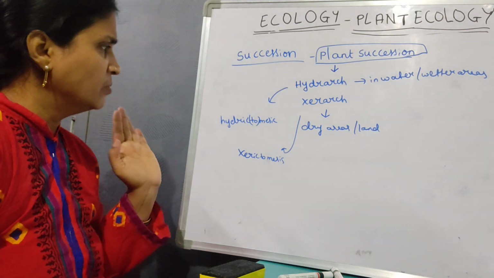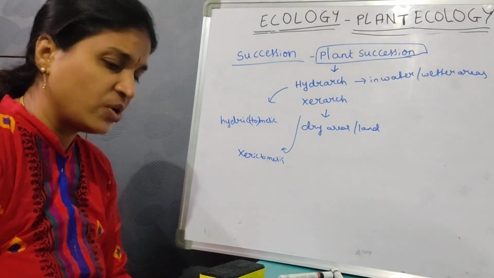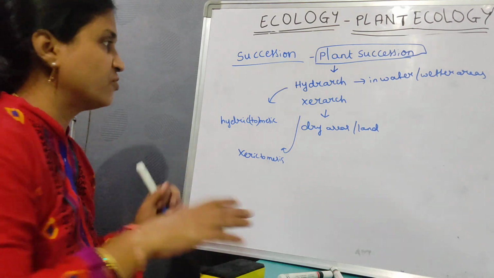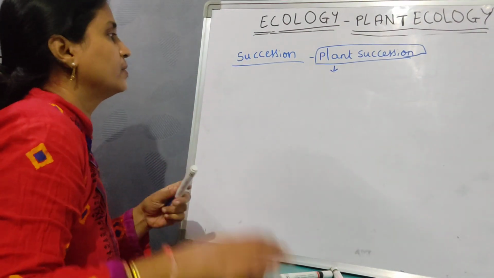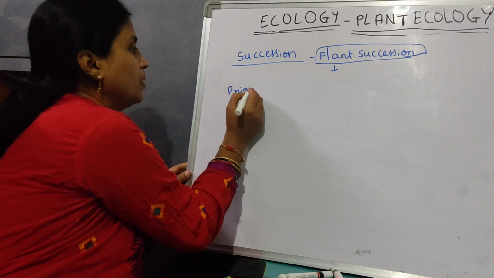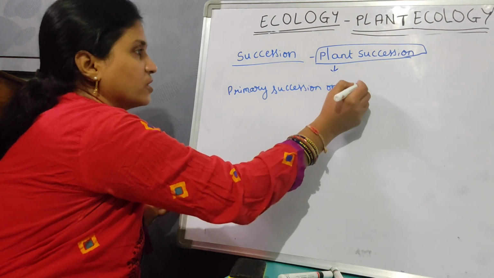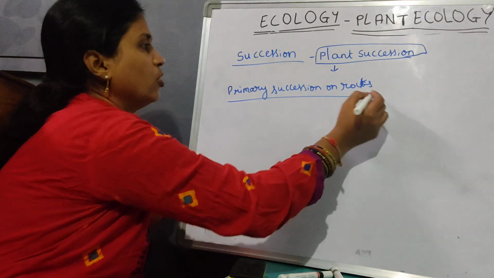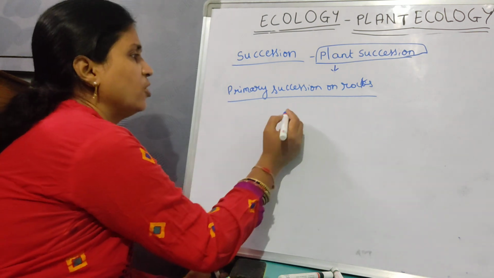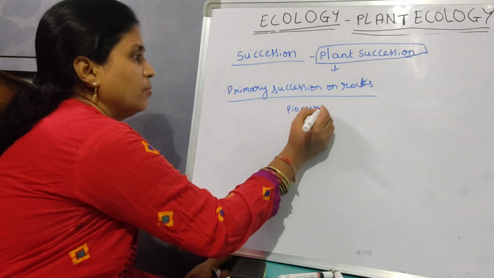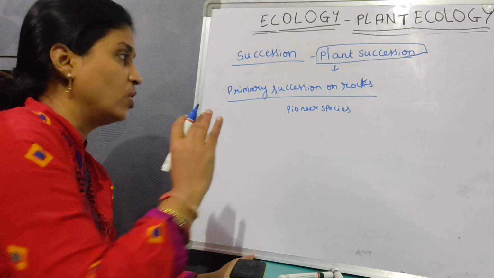First we are going to study primary succession on rocks, on bare rocks. The first species which invade the bare rocks are called pioneer species. The species which invade the bare area are called the pioneer species.